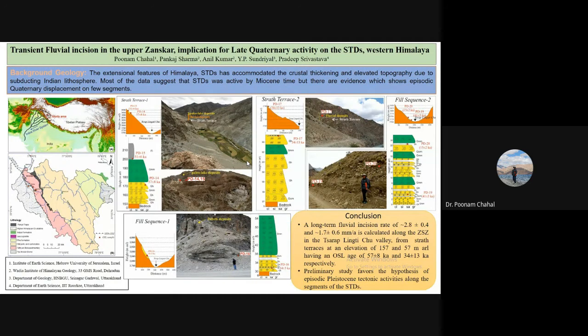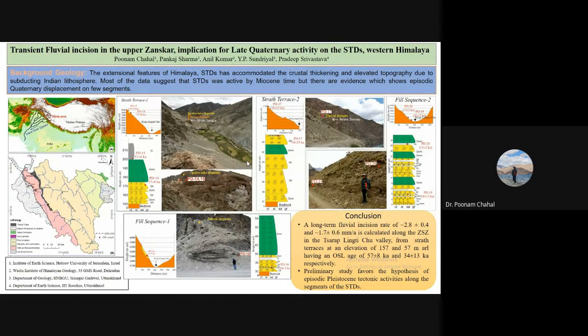The OSL age of the fluvial deposit is 57 Ka. Another strath terrace is identified nearly 5 kilometers downstream of the previous strath, at a height of 57 meters above the modern river channel with fluvial cover on the top, for which we have used OSL dating and got an age of 34 Ka. On the basis of these strath terraces, the long-term incision rate is calculated along the Zanskar Shear Zone in the Shrupling Tichu Valley, which varies from nearly 1 to 3 millimeters per annum.